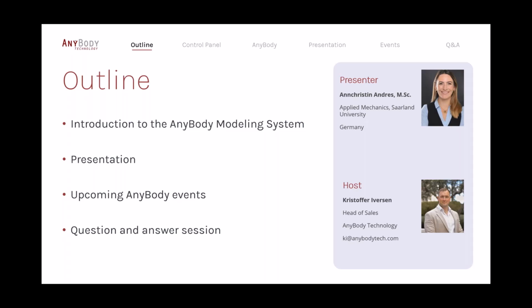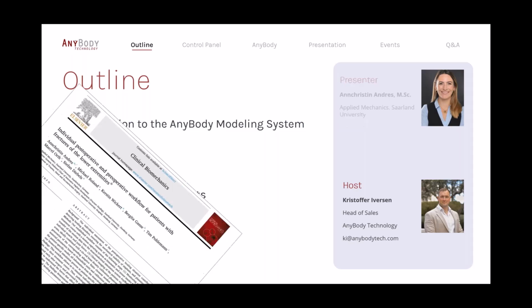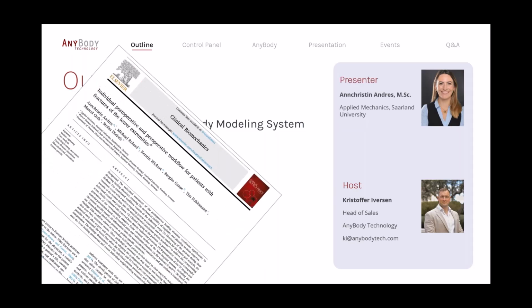These scans are segmented to create adaptive finite element meshes of bone implant systems, and musculoskeletal simulations provide the patient-specific boundary conditions for their finite element analysis. Some of this work Anne-Christine will present today is actually already published in Clinical Biomechanics, so you can go and check out the paper if you would like to read the very details of her work. The presentation will start in a few minutes or so.